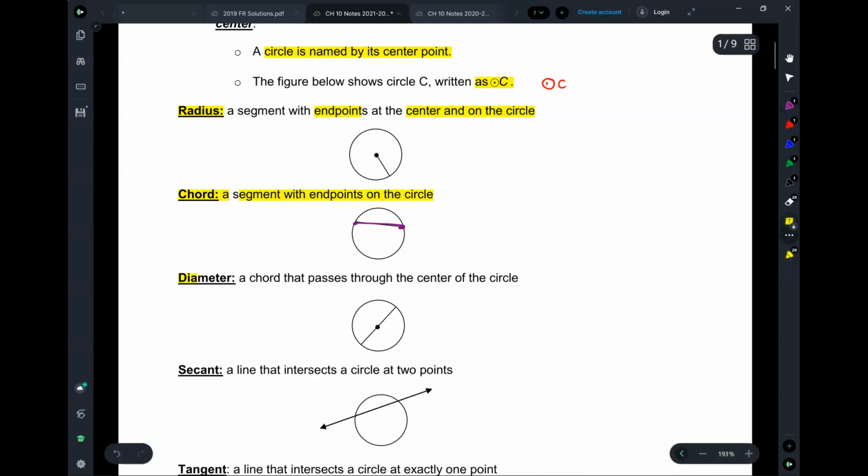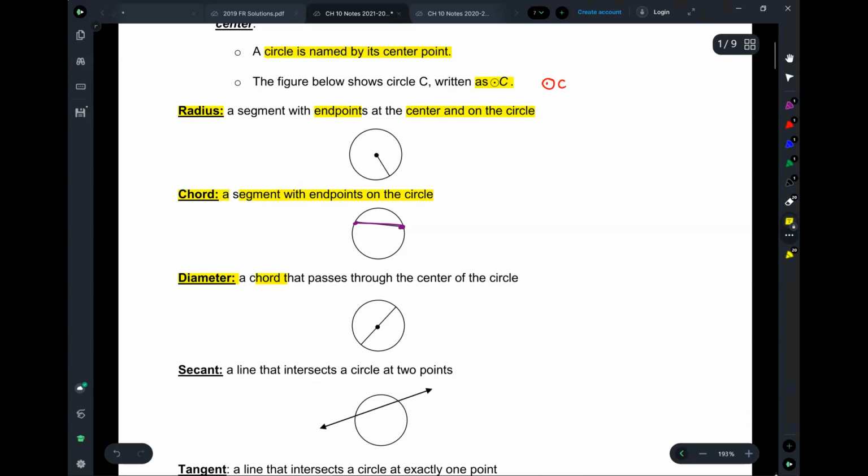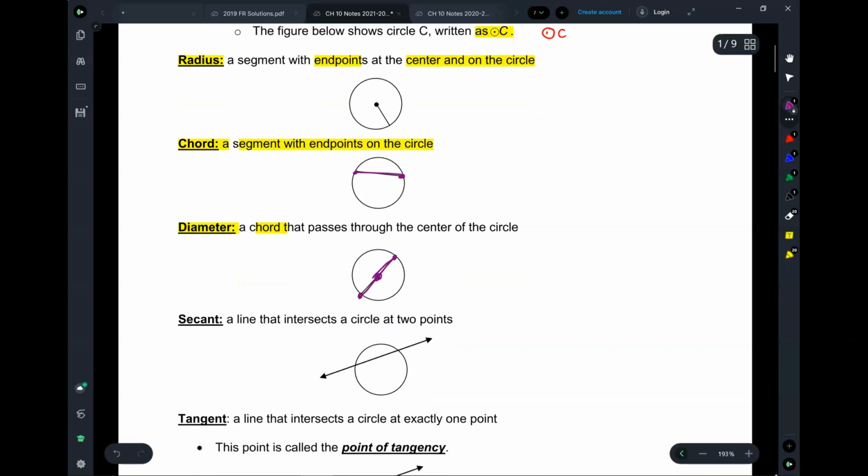A diameter is just a chord. It's that one specific chord that passes through the center of the circle, right? So if I were to draw a chord here and just pass, and go here, and you're like, oh my God, that chord passed through the center, then it's a diameter, okay? All these are segments, right? So when you want to name them, you have to have the segment bar on top.